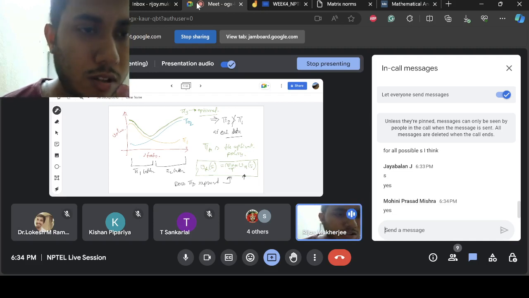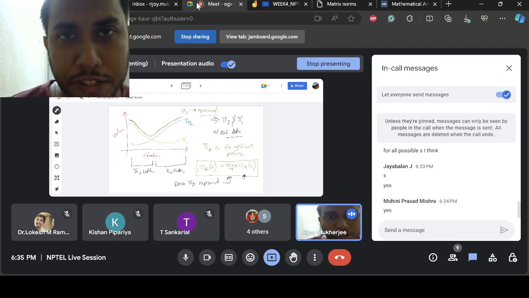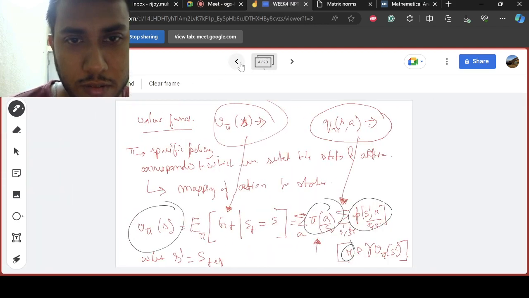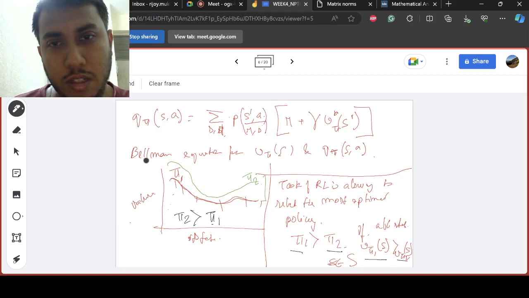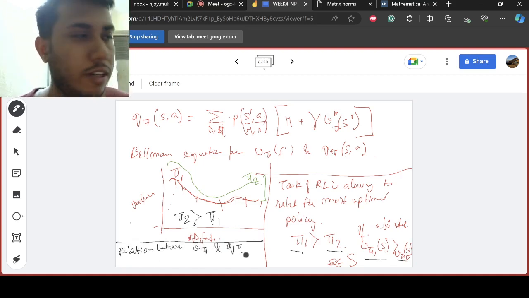So other than that, if you remember, another equation I think I missed, but I will write it here, where I should have written it. So what is the relation between v pi and q pi?